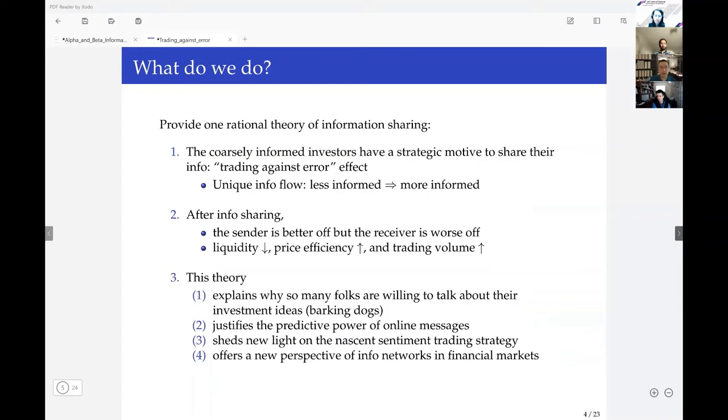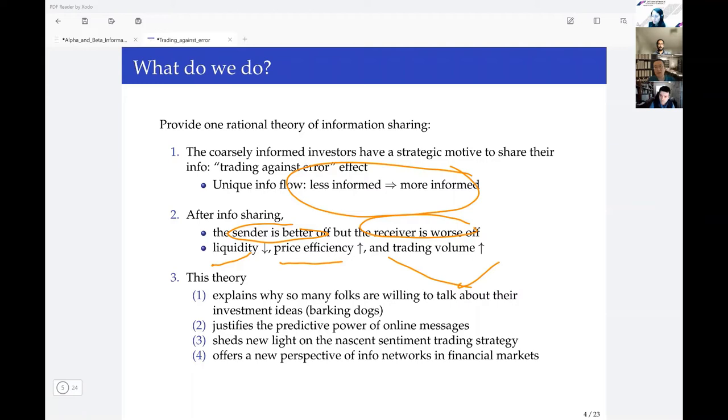I think I already talked about this surprising result. In terms of information sharing, the information will flow from less informed people to more informed people. I also talked about profit: the sender will become better off and the receivers will become worse off. I didn't talk about the market consequences, because they are relatively more intuitive and straightforward. After information sharing, price efficiency will become higher, and market liquidity will become lower because we have more private information, so more adverse selection problem. Trading volume will also become higher because of the information sharing, as those L and H people will trade against each other. That's the key driving mechanism of our result.